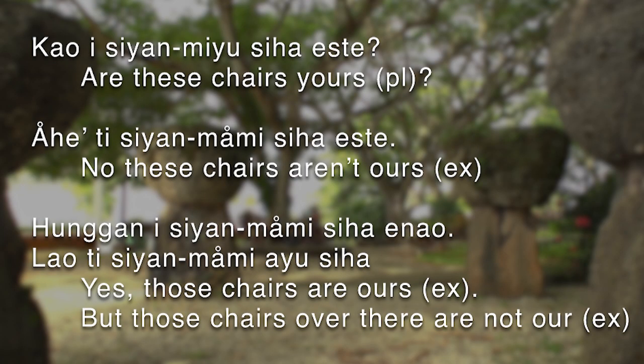Ko isidzan midzu sia esti? Are these chairs, plural, yours? Ahi, tisidzan mami sia esti. No, these chairs are not ours, exclusive. Hungen isidzan mami sia enau. Lo, tisidzan mami edzu siha. Yes, those chairs are ours, not yours, but those chairs over there are not ours.